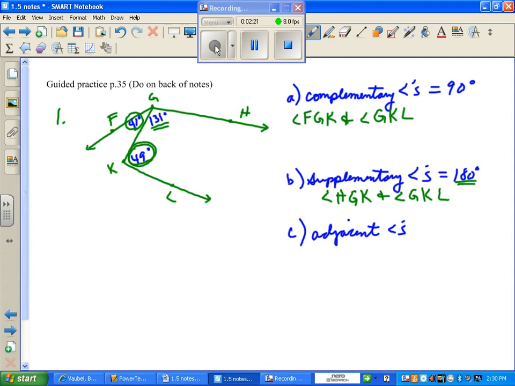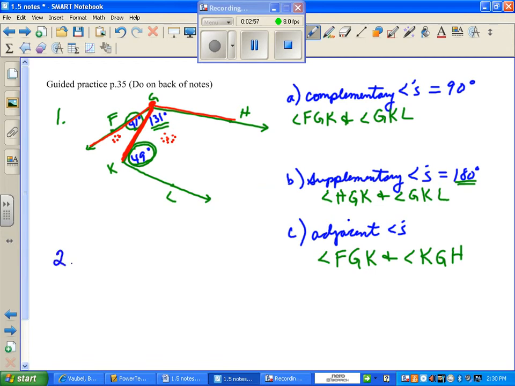The ones that are adjacent to each other are angle FGK and angle KGH. Now those angles are adjacent because this angle FGK and the angle KGH share a common vertex, they share a common side, and they do not have common interior points. These points are not the same as these points in the interior of that angle. So that's number 1.